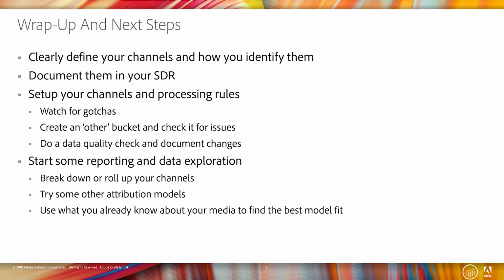Now, a quick wrap-up before we go play with some of this data in Workspace. So, clearly define your channels and how you identify them. Do the work up front and document this stuff in your SDR. You'll save yourself a lot of headaches later. Get those channels and processing rules set up. Really watch for some of those gotchas, like Google Display, the order of the buckets, URL parameters getting messed up or dropping on redirects, and make sure that that other bucket is there to save you. And then do a data quality check and document any changes that you might make along the way.